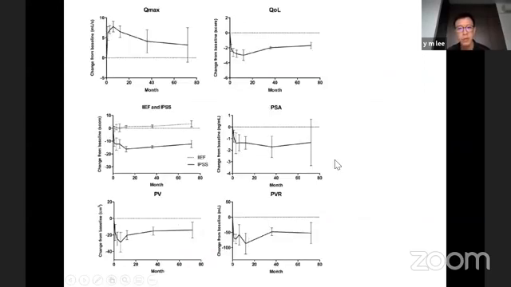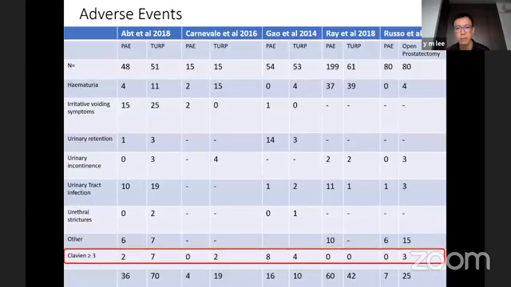This shows the durability of the effects that are achieved. So you can see that for the parameters that are improved, it peaks at between 6 to 12 months. And beyond that, there is actually some deterioration in the improvement that is gained. But this is not inconsistent with the other minimally invasive treatments that we consider nowadays.